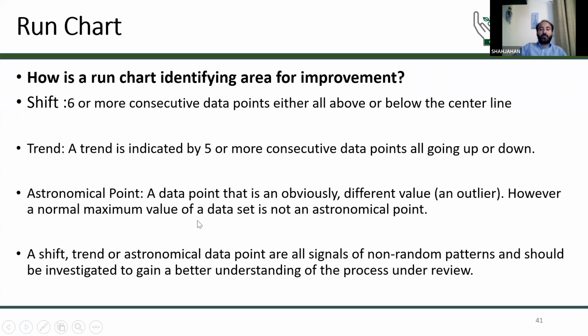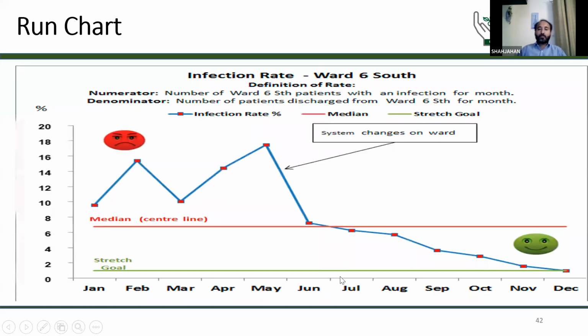However, a normal maximum value of a data set is not an astronomical point. A shift, trend, or astronomical data points are all signals of non-random patterns and should be investigated to get a better understanding of the process under review. So see in this chart, now this is the run chart for infection control.